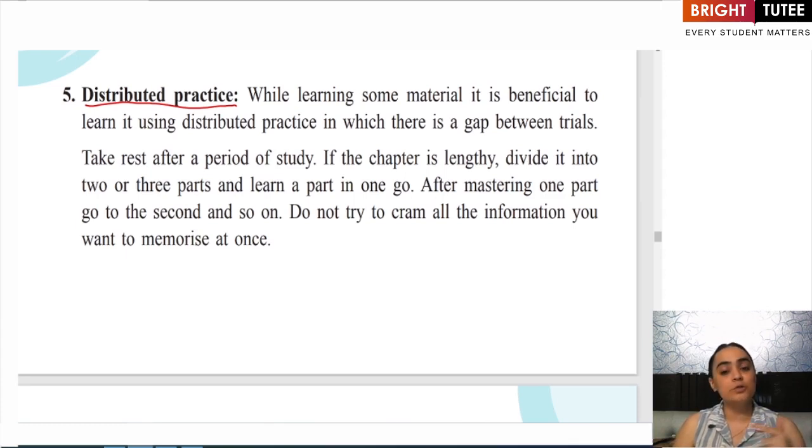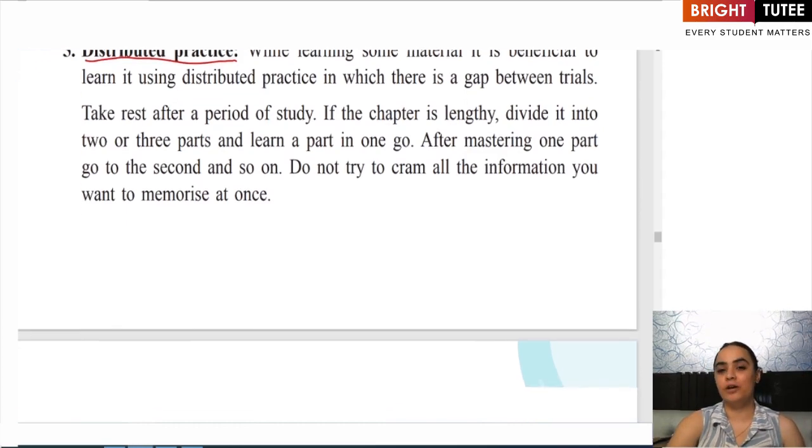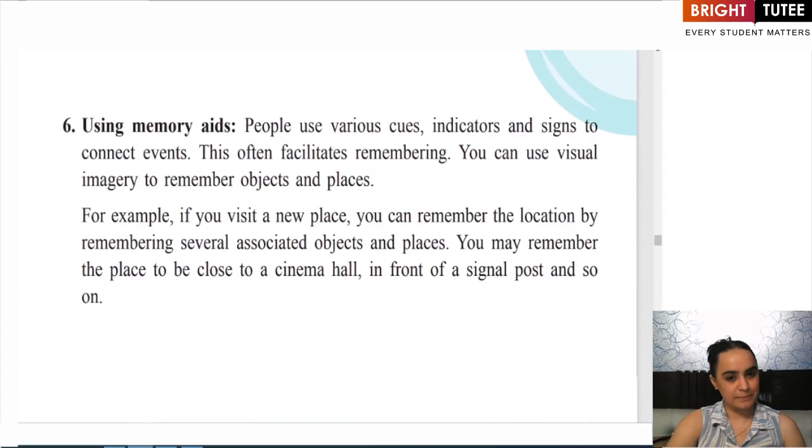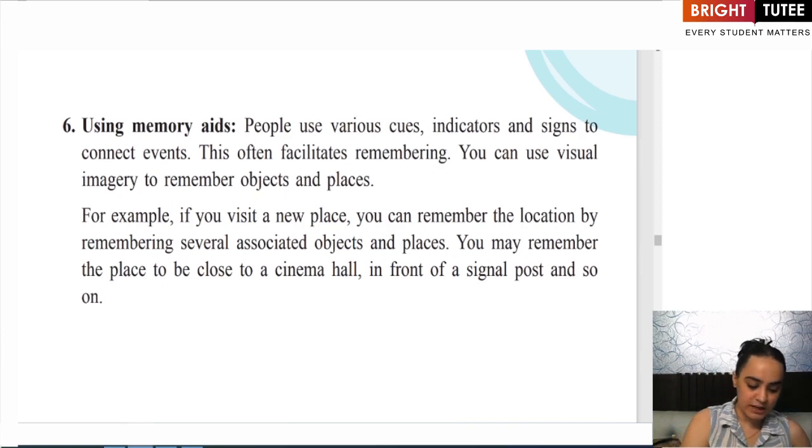If you continue to cram the information, you will not be able to memorize it, because it will only be there in your memory for a short term. You'll not be able to recall it at the later stages. Next that we have is using the memory aids. Aids means those things which can help you in learning and memorizing things better.